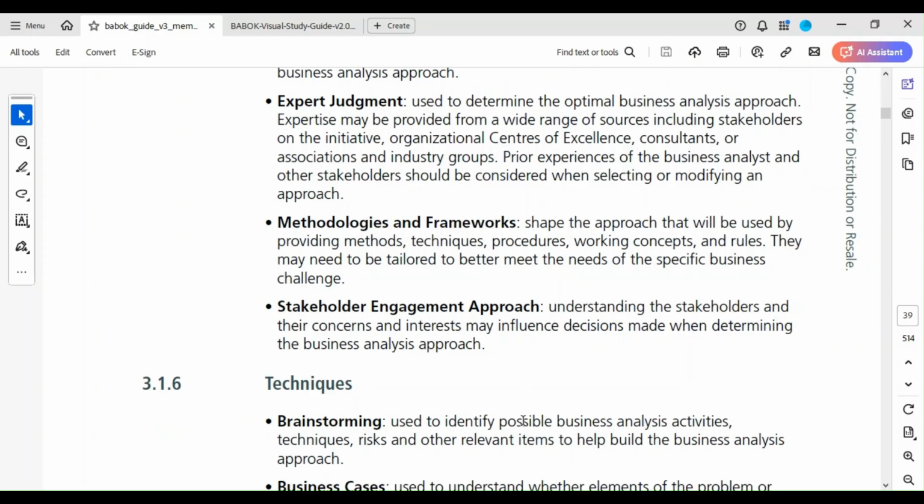Expert judgment is used to determine the optimal business analysis approach. Expertise may be provided from a wide range of sources, including your stakeholders on the initiative, organizational centers of excellence, consultants, or associations and industry groups. Prior experiences of the business analysts and other stakeholders should be considered when selecting or modifying an approach.